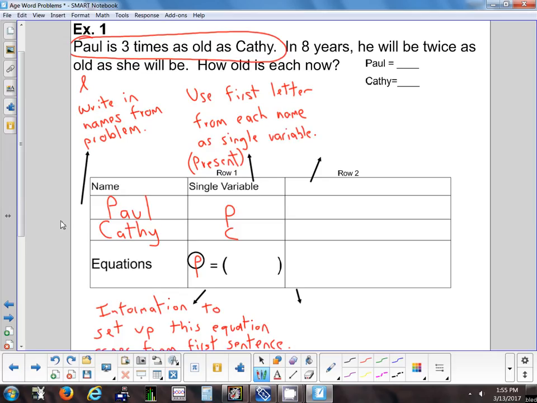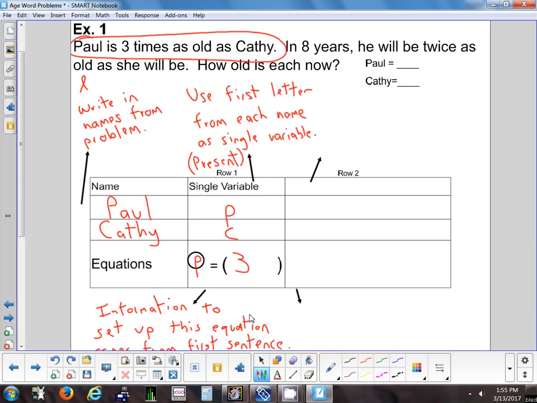We'll show you what that means in a second. Now, what it says is, what does is mean? We already have the equal sign there all set to go. Then 3 times. What number do I need? A 3. I can put it outside the parentheses or inside; it doesn't matter. If you want, we'll put it inside. 3 times as old as Kathy. Put a C. That's it.